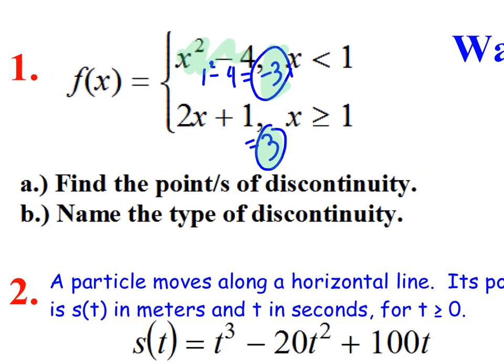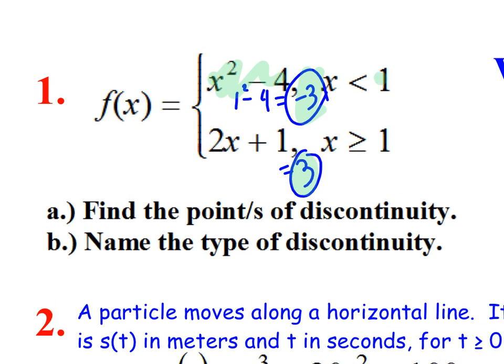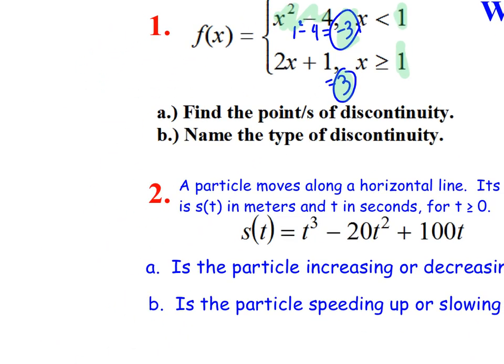So, find the points of discontinuity. That would be 1, because at 1, that's when we plugged in 1 to get these. And the type would be step.